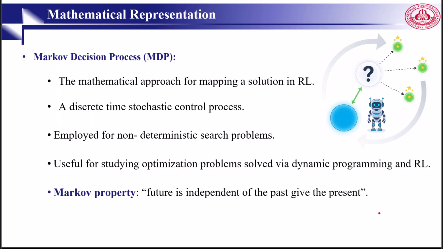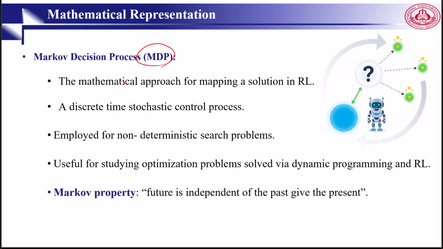The next topic that we need to study is MDP, Markov Decision Process. Markov Decision Process is the mathematical approach for mapping a solution in reinforcement learning. MDPs provide a formal structure for states, actions, transitions, and rewards. These MDPs help us mathematically analyze policies. We can analyze value functions and optimal decision making.